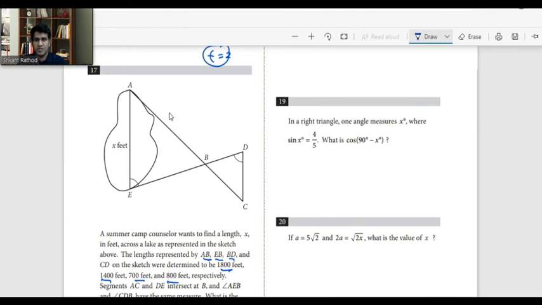AB is this. So this is going to be 1800, this is going to be 1400, this is going to be 700 and this is going to be 800 dimension, right? So now based on that, what would be the length of AE they are asking us.